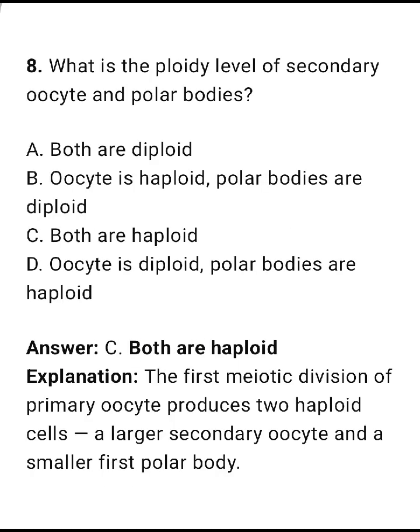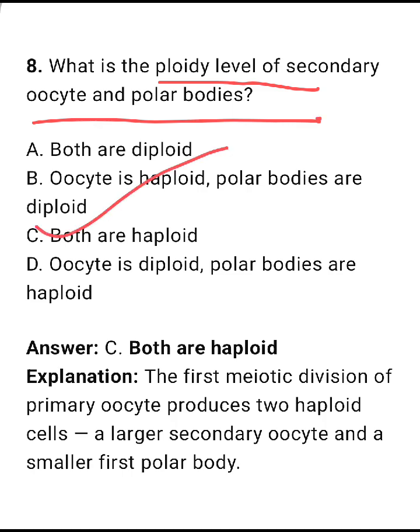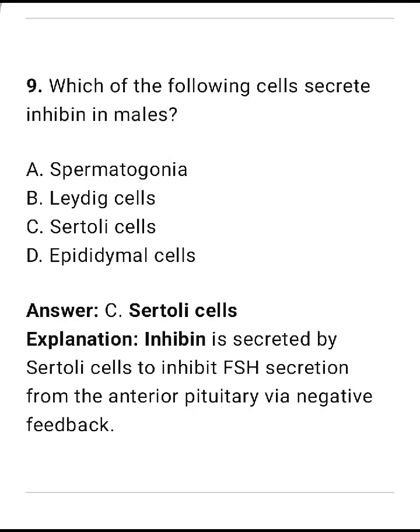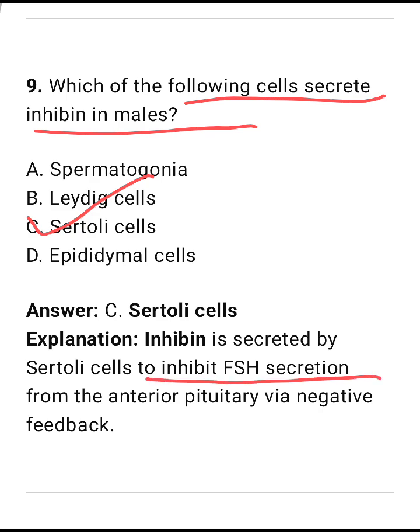Next one, what is the ploidy level of the secondary oocyte and polar bodies? It is an easy one, both are haploid. Option number C is the correct one. The secondary oocyte as well as both polar bodies are haploid in nature. Which of the following cells secrete inhibin in males? So it is the Sertoli cell. Option number C is correct. Inhibin is secreted by the Sertoli cell to inhibit FSH secretion from the anterior pituitary via negative feedback.